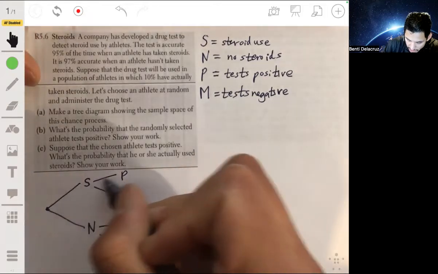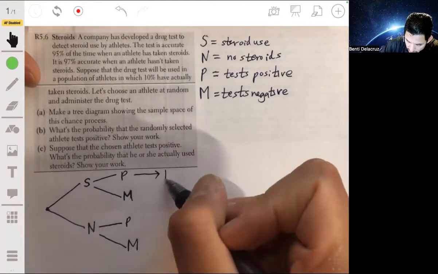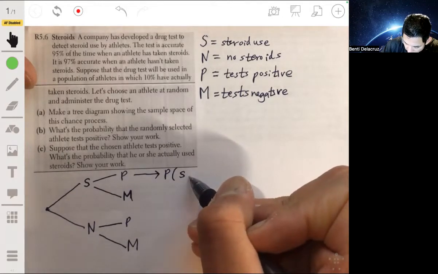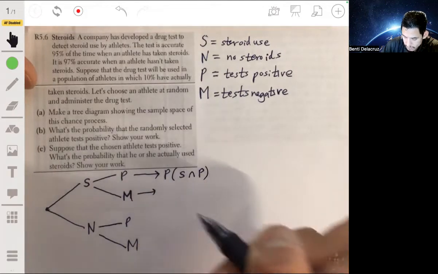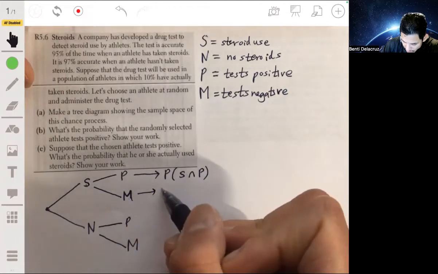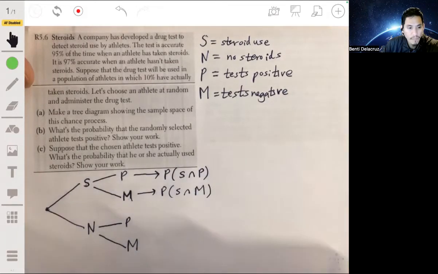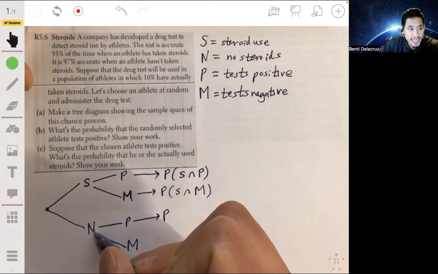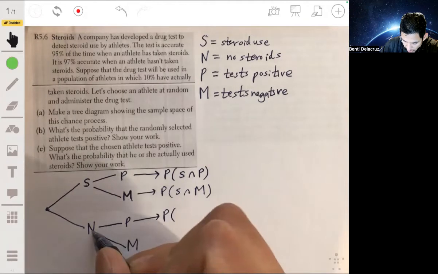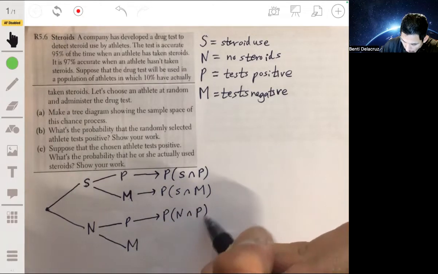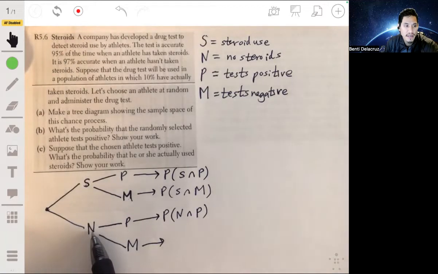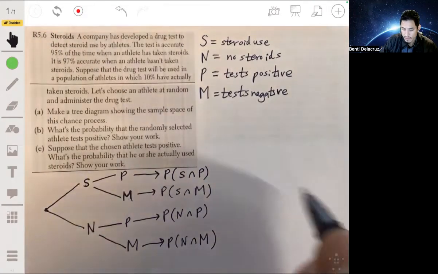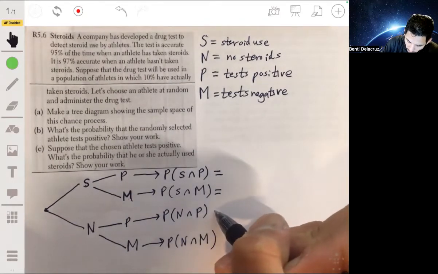So this first path basically represents the probability that the athlete takes steroids and tests positive, so the probability of S and P. This path is that they took steroids and test negative, the probability of S and N. We got this pathway, the probability that they didn't take steroids and test positive, so the probability of N and P. And the fourth possibility is that they are not a steroid user and they test negative, so the probability of N and N.